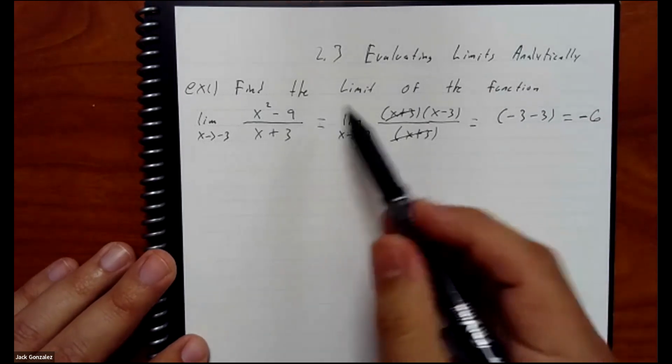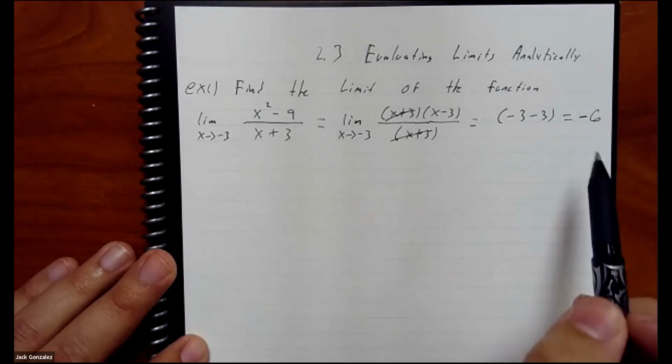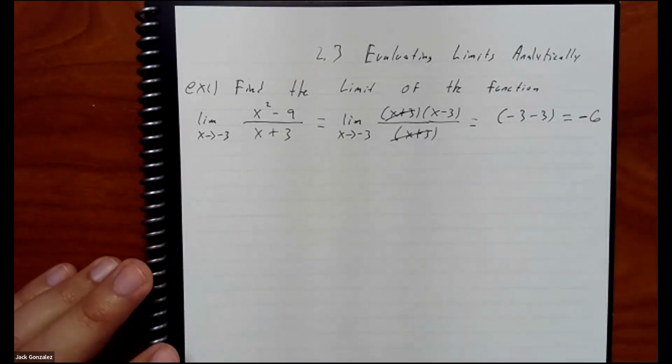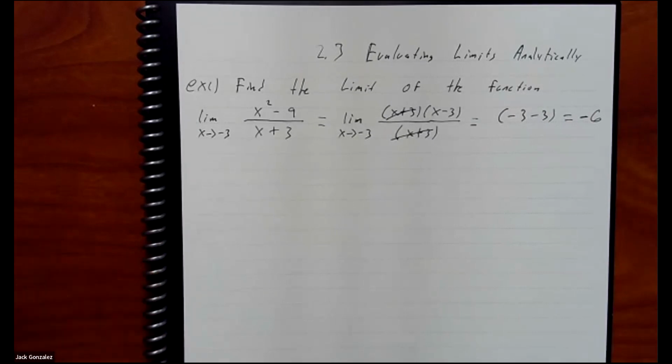When you're able to do this, it's also called a removable discontinuity. So I was able to cancel it. So I'm filling the hole that was originally there. That makes sense, the first one? Any questions on number 1? Let me know.